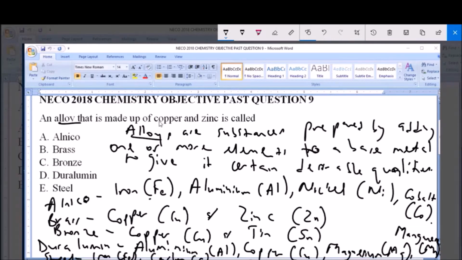Now we are asked for the one that is made up of copper and zinc, and from what we've established here, option B, brass, is the alloy made up of copper and zinc. So option B, brass, is the correct answer to this question.